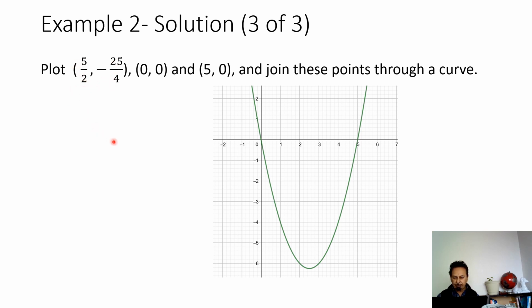Let's plot this one. 5 over 2 is between 2 and 3 here, and negative 25 over 4, which is negative 6.25, is somewhere here. So that's this one. And then we plot 0, 0, which is here, and plot 5, 0, which is here, and then we draw the curve through these points, and that's the graph of the parabola.